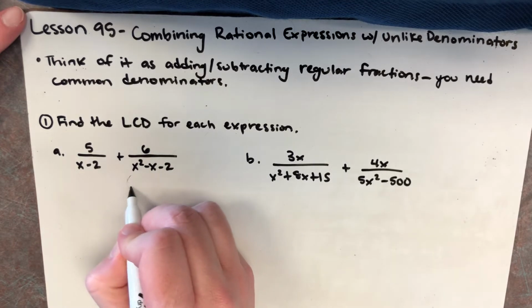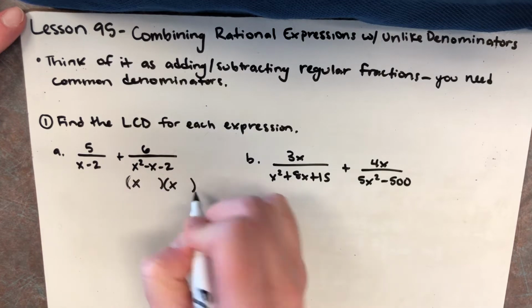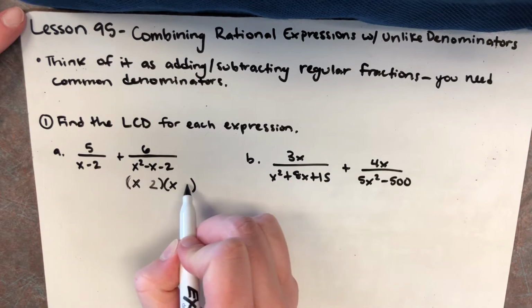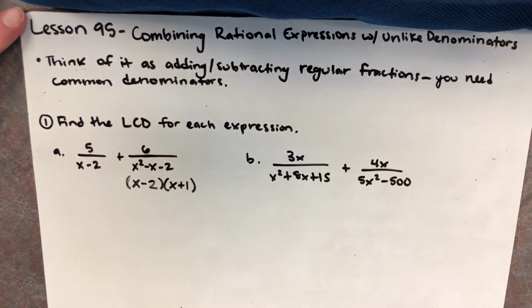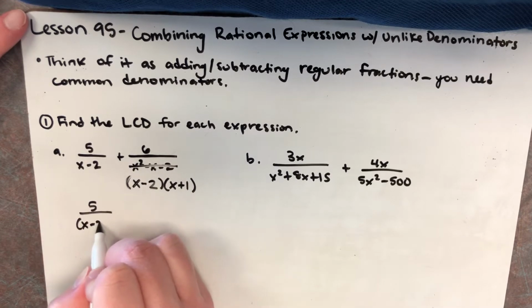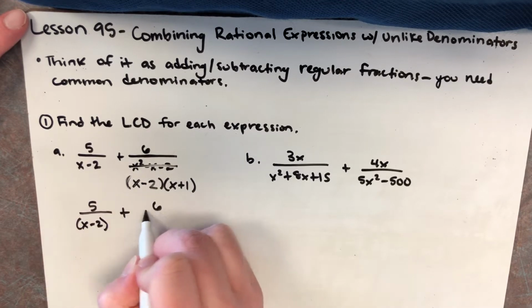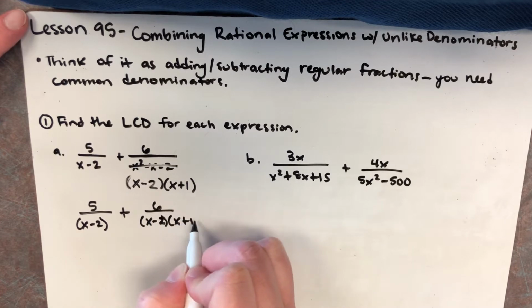So to make x squared, I have x times x, and to make 2, I have 2 and 1. I want a -1 in the middle, so I'm going to have a -2 and a +1. So if I rewrite this, I have 5 over x minus 2, and eventually I'm going to add that to 6 over x minus 2 times x plus 1.